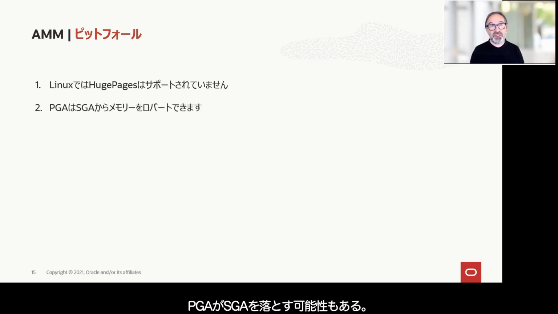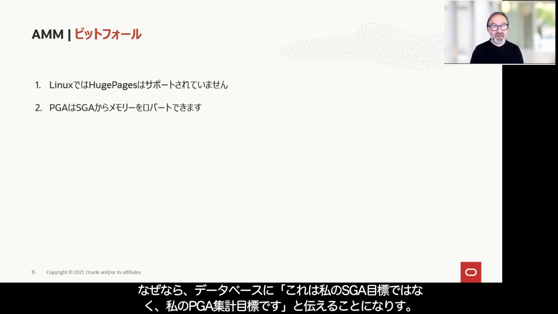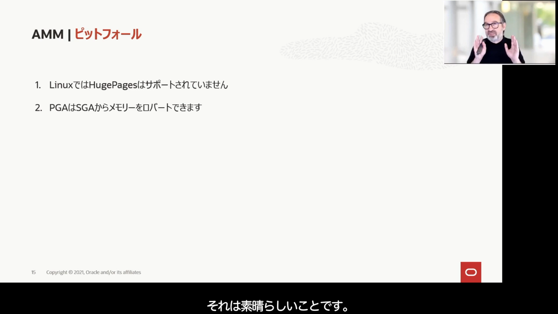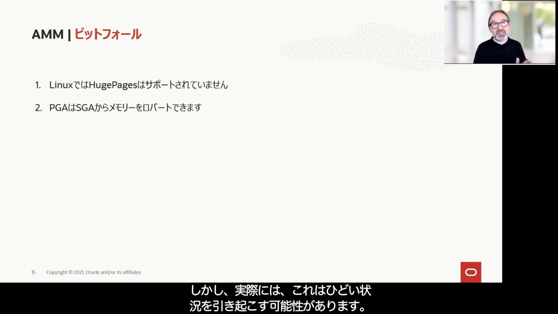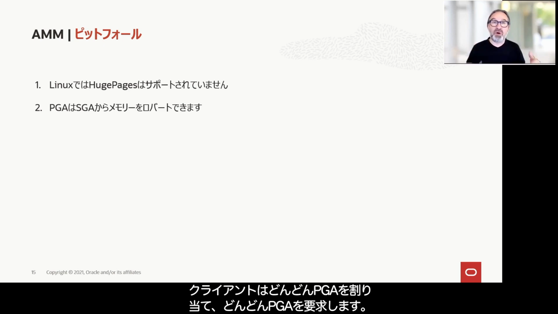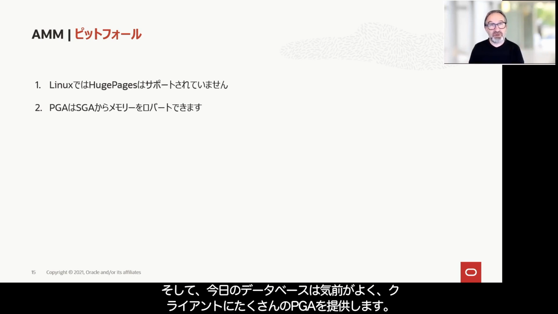Potentially, the PGA can rob the SGA, because now you don't tell the database this is my SGA target and this is my PGA aggregate target. You tell the database, oh, this is the pool, and do what you think is best. It sounds fantastic, but in reality, this can lead to terrible situations where you do certain actions with your clients and the clients allocate more and more PGA and request more and more PGA. And the database today is in a generous mood and gives the clients a lot of PGA.